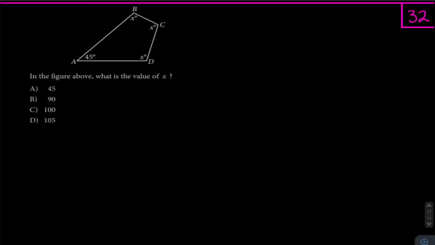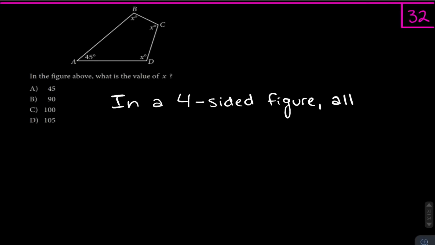of x? And well, here we have a 4-sided figure, right? We have 1, 2, 3, 4 sides. And so it asks for the value of x. Now, we know that all the other angles that aren't 45 are the same angle, right? And we also know that in a 4-sided figure, all the interior angles are going to add to be 360.